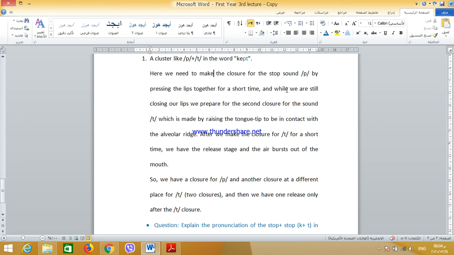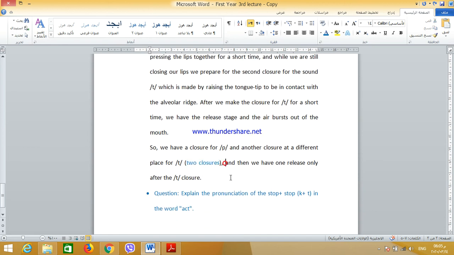So we will have a closure for p and another closure for t. This means that we have two closures. Two closures. Look at this word. Two closures, one for p, another one for t. But do we have a release for p? No. We don't make any release.